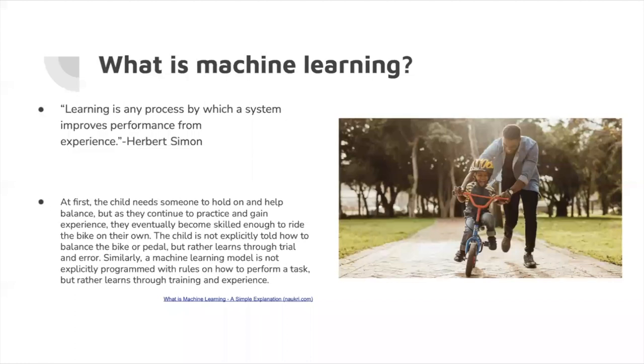So what is machine learning? I'm going to start with this quote from Herbert Simon: learning is any process by which a system improves performance from experience. When you think of machine learning, the best way of picturing it is teaching a kid how to ride a bicycle. You'll be the parent for your machine learning model. Your model will try and pedal. You'll give it some training wheels. Sometimes it'll fall off, and it'll learn through experience to eventually ride the bike by itself. So I'd like you to think of this analogy when tackling machine learning.